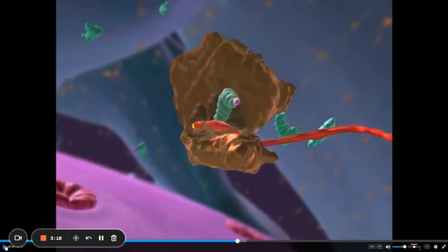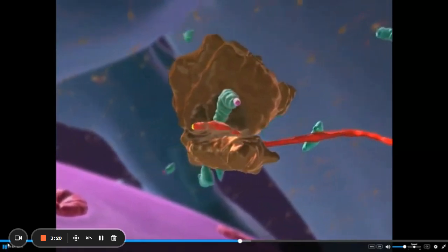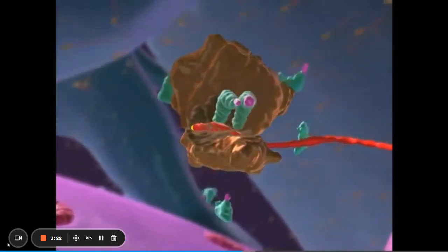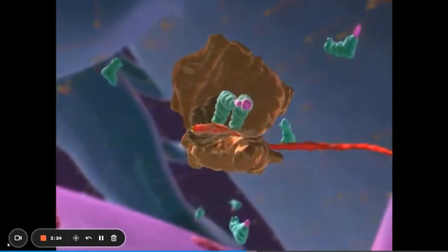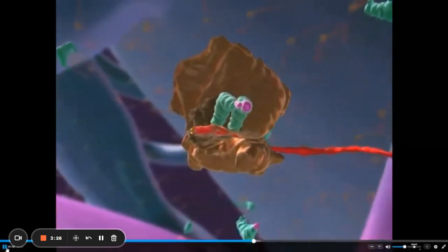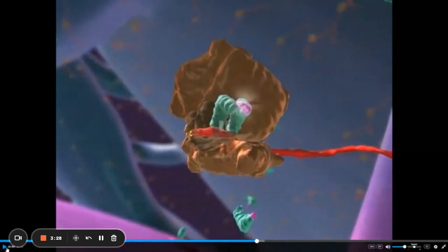Just makes it easier. A second tRNA docks, bringing another amino acid. The ribosome helps to form a covalent bond between the 2 amino acids.